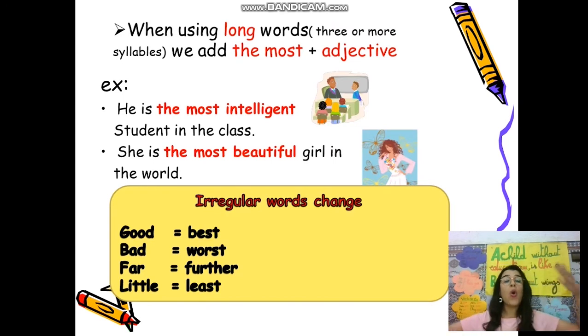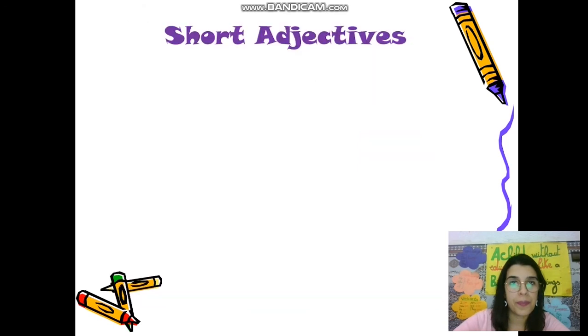When using long words, three or more syllables, we add the most. If we have one or two syllables, we add more plus the adjective. But if we have three or more, we add the most plus the adjective. For example, he is the most intelligent student in the class. She is the most beautiful girl in the world. And here, of course, we have the irregular words in the superlative. Good becomes best, bad becomes worst, far becomes furthest, little becomes least.